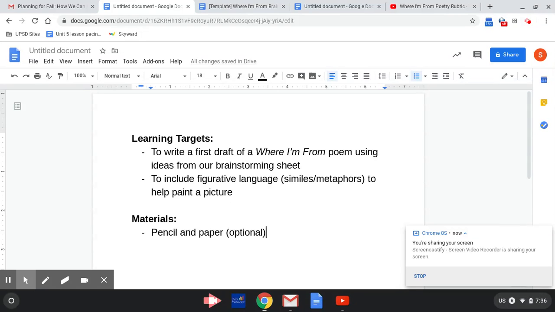Good morning. At this point, you have gone over the rubric with Miss Horwidge. So today we're going to be writing the first drafts of our Where I'm From poem.